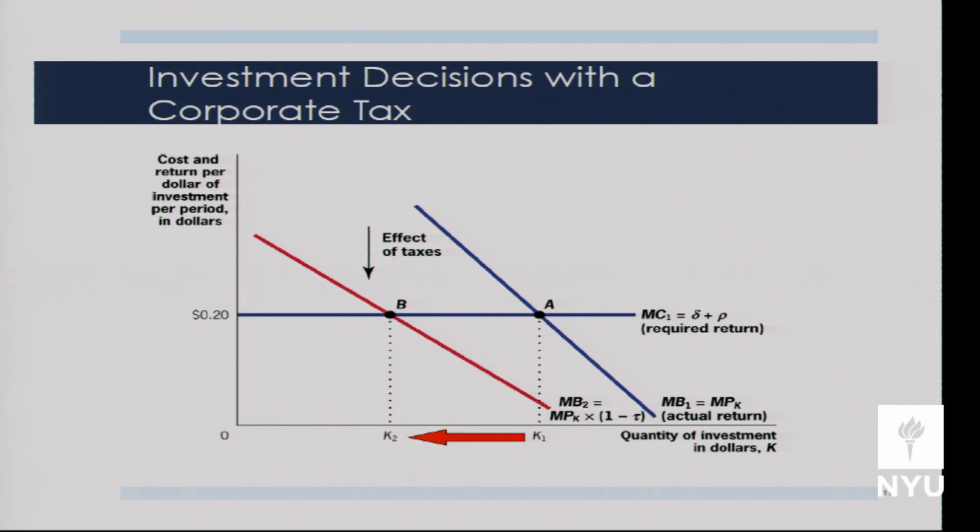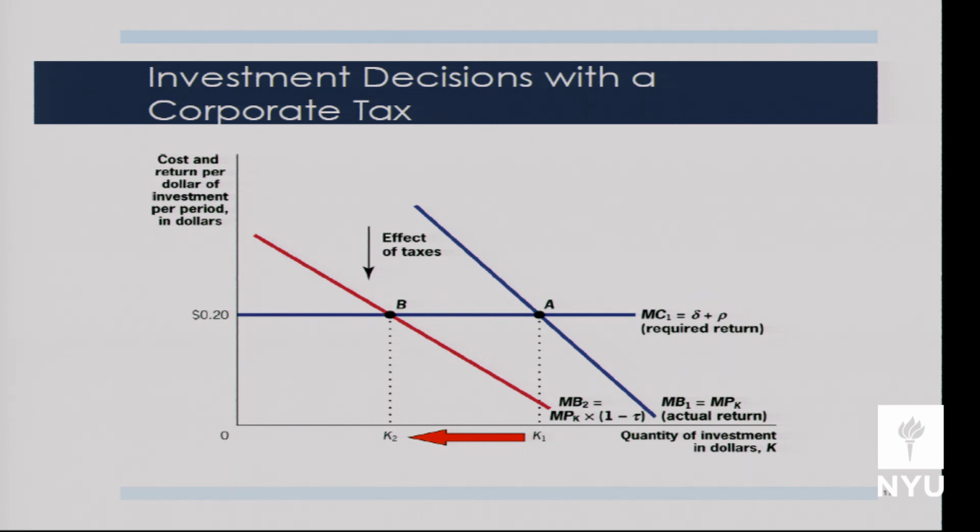But the new capital level has to have a marginal product of capital high enough such that the after-tax marginal benefit is equal to the marginal cost, right? Because the marginal cost is still 20 cents. The MPK must rise to offset the fact that we only get 65 cents on every dollar of MPK.